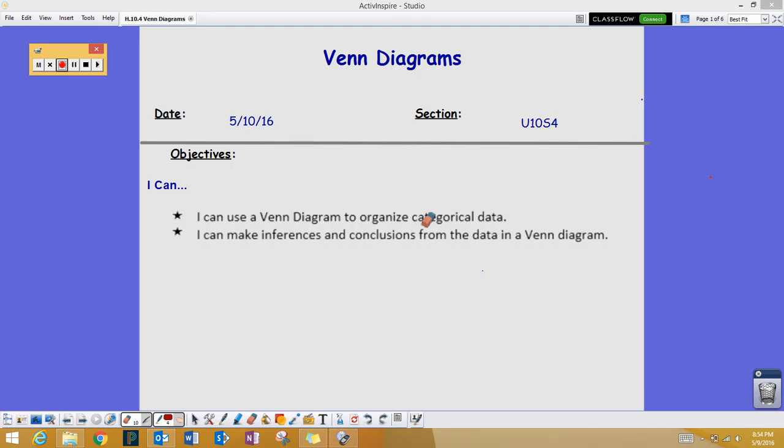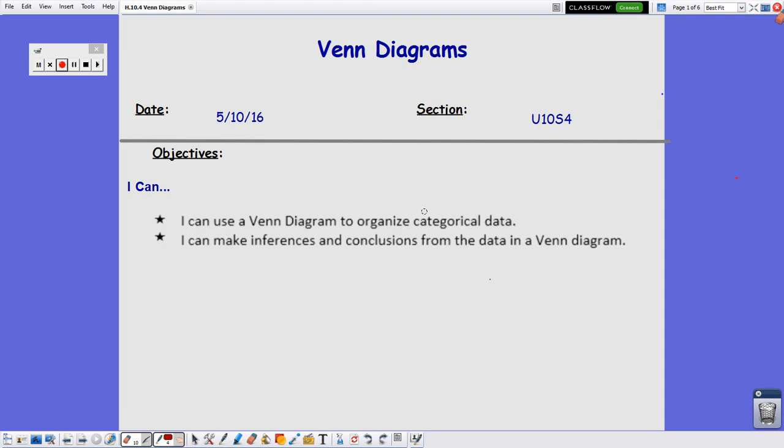Hi, 8th graders. Today we're learning about Venn diagrams. I know some of you probably already know about Venn diagrams or how to create them, but we're just going to go a little bit deeper today and hopefully you learn a little bit more about them.